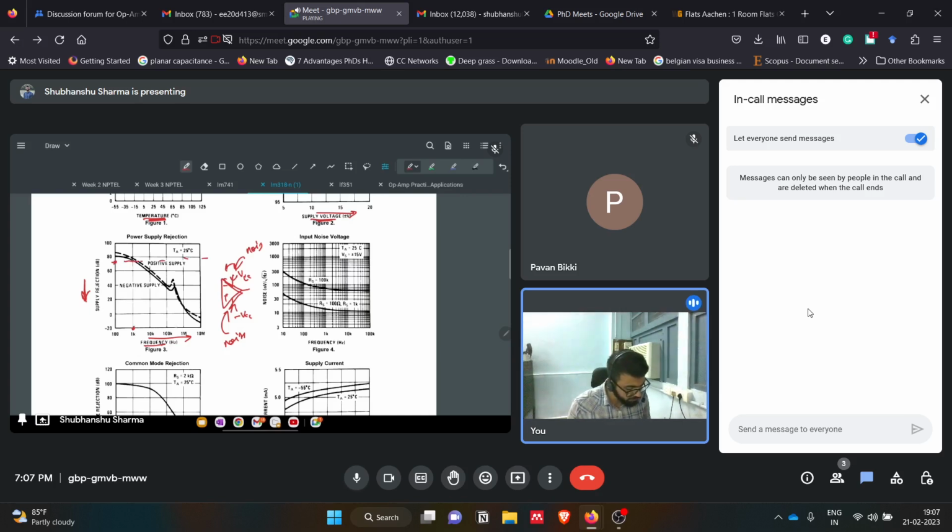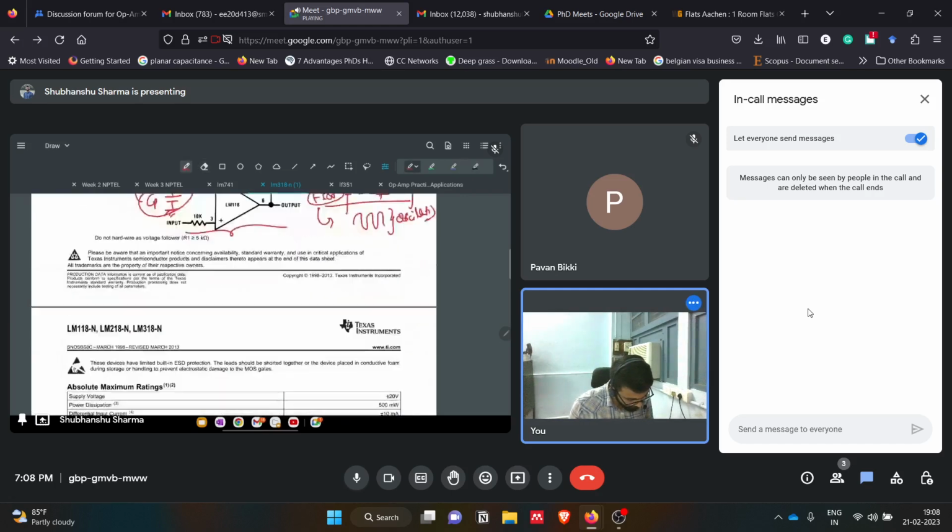But if we go to higher frequencies, at 100k, what happens? It is only 40 dB, and even higher at the bandwidth, which is 15 megahertz, it is somewhere here. This is the bandwidth where the gain is one. What was the bandwidth? Let's check: 15 megahertz.